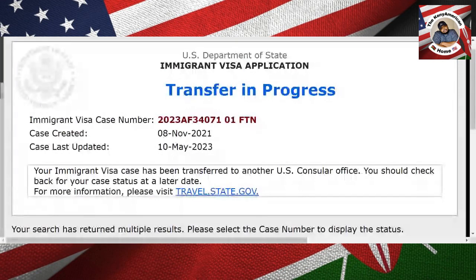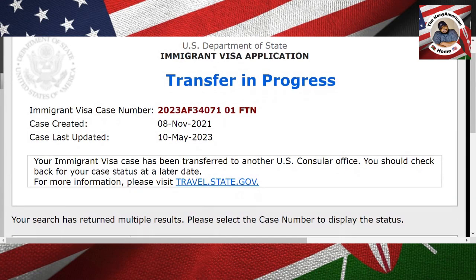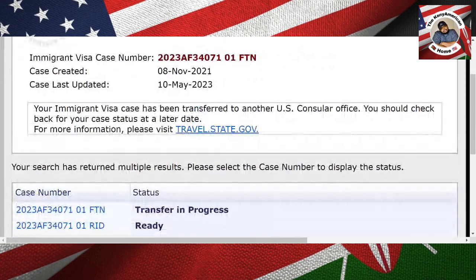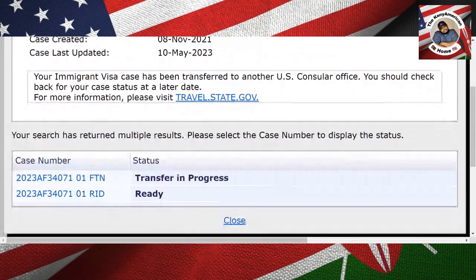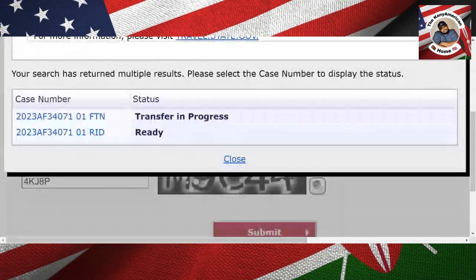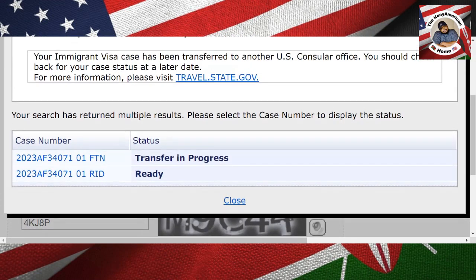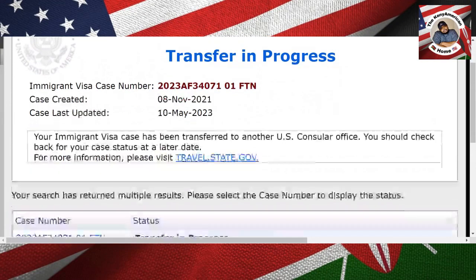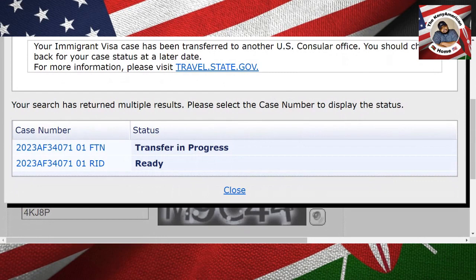34,071. And this person is FTN, that's Freetown, Sierra Leone. It was created on the 8th of November and last updated on the 10th of May. And this is being transferred from Freetown, Sierra Leone to Riyadh, Saudi Arabia. So this person wants to be able to do their interview in Saudi Arabia. All right, so that's the transfer.